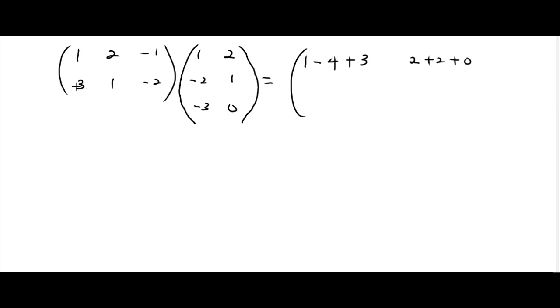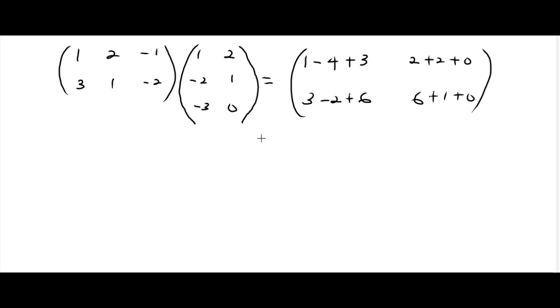We are done with that. Let's move to second row, first column. 3 times 1, that is 3. Plus 1 times minus 2, that is minus 2. Then plus minus 2 times minus 3, that is plus 6. That is for second row and first column. Let's do second row, second column. 3 times 2, that is 6. Plus 1 times 1, that is 1. Then minus 2 times 0, that is plus 0.